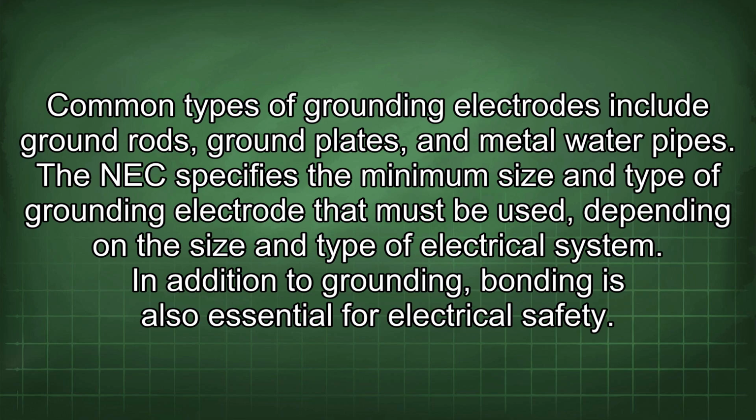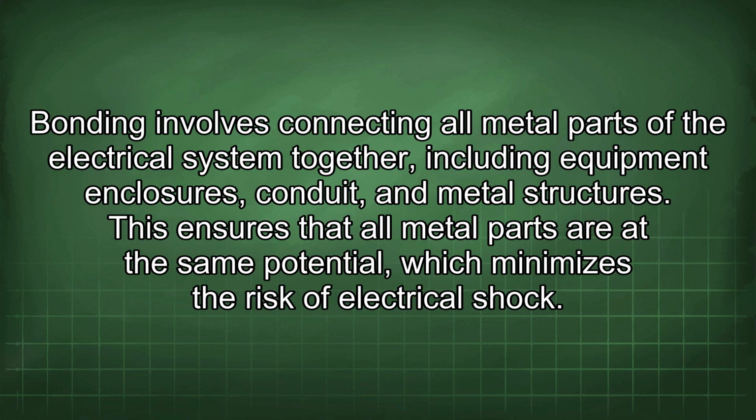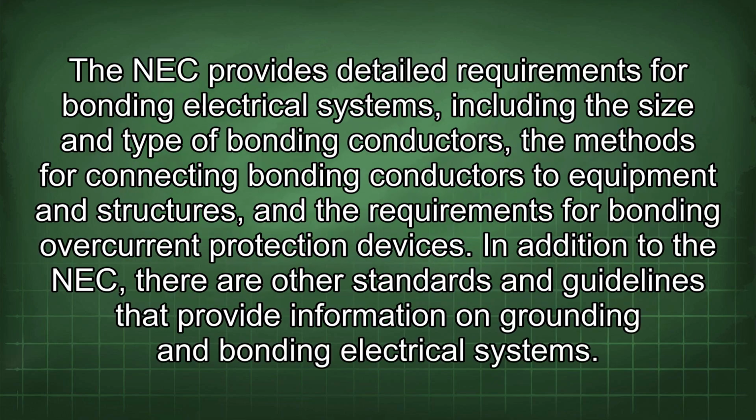The NEC specifies the minimum size and type of grounding electrode that must be used, depending on the size and type of electrical system. In addition to grounding, bonding is also essential for electrical safety. Bonding involves connecting all metal parts of the electrical system together, including equipment enclosures, conduit, and metal structures. This ensures that all metal parts are at the same potential, which minimizes the risk of electrical shock. The NEC provides detailed requirements for bonding electrical systems, including the size and type of bonding conductors, the methods for connecting bonding conductors to equipment and structures, and the requirements for bonding overcurrent protection devices.